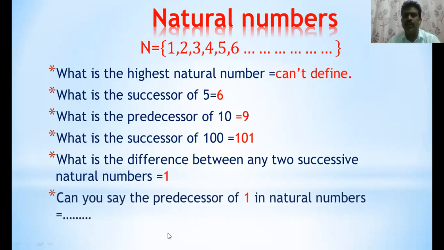Okay. Can you say the predecessor of 1 in natural numbers? See here, these are the natural numbers, starting with 1. What is the predecessor of 1? Predecessor means the previous number. What is the previous number for 1? There is no previous number in natural numbers. So, can you say the predecessor of 1 in natural numbers? No, we cannot say. Why? Because it does not exist. The predecessor does not exist. Isn't it, children? Do you understand? Yes. Okay. Let us go to the next one.